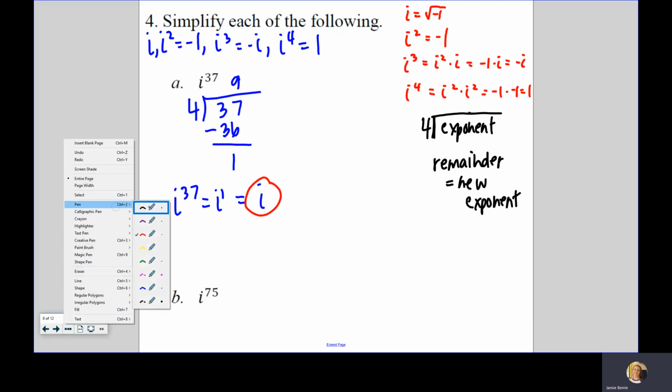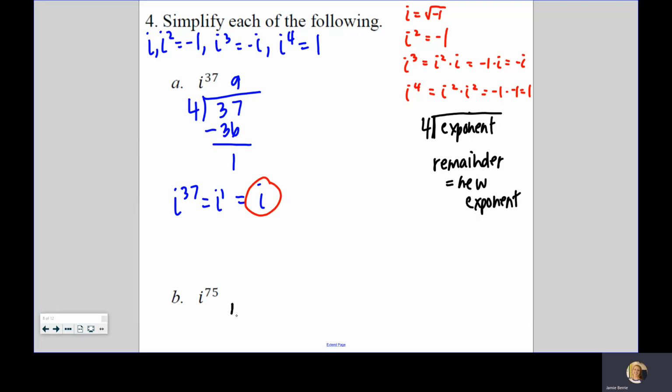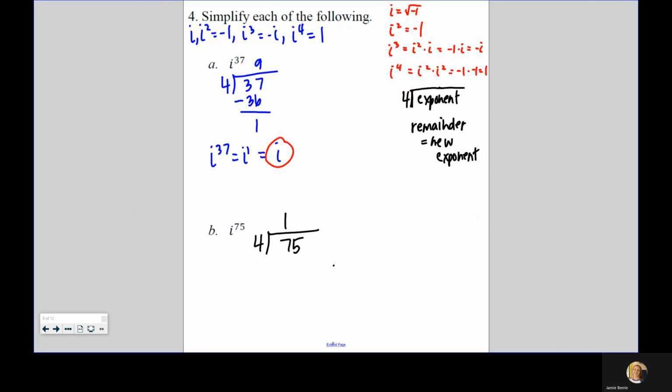All right, let's try it with i to the 75th. You're doing 4 into your exponent. Okay. 4 goes into 7 one time. That would give you 4. 1 times 4 is 4. Subtract that. You get 3.